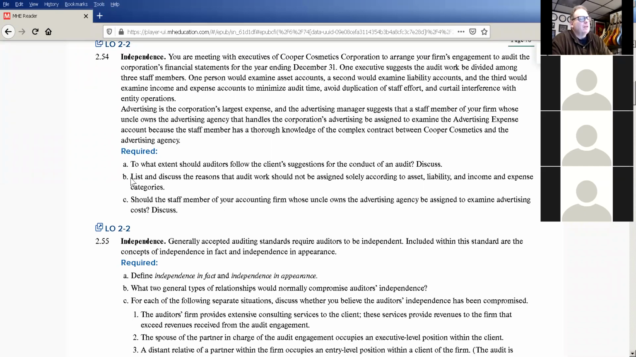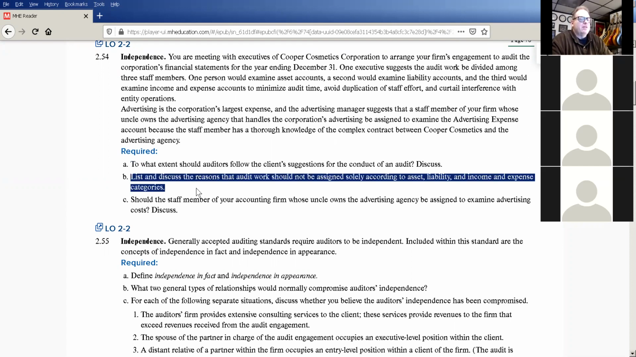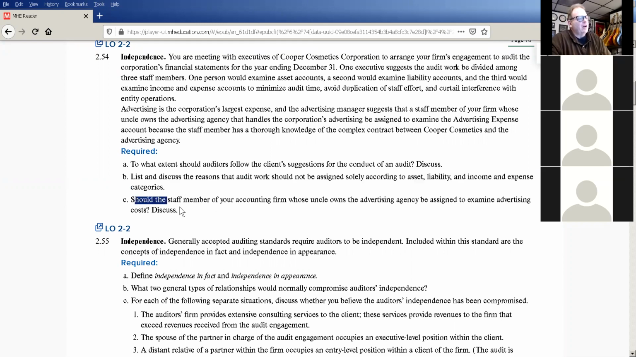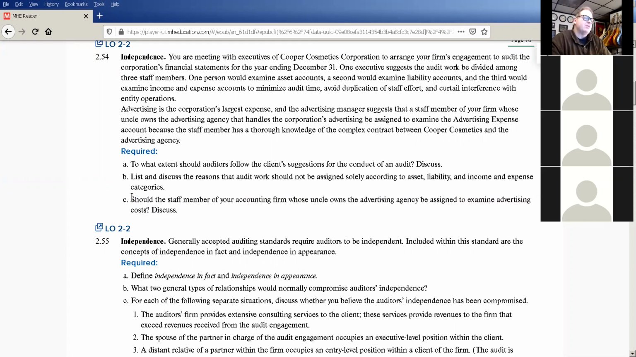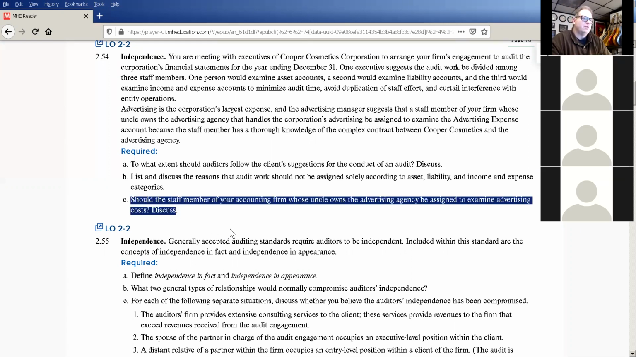Okay, so discuss. First of all, you don't let the client do your work or tell you how to do your work. Their idea to have that separated out is kind of wacky. They may think it's very efficient, but they don't know that. Now, should the staff member of your accounting firm whose uncle owns the advertising agency be assigned to that portion of it? Seems like there's a conflict of interest there, right? Yeah, you do not want that.